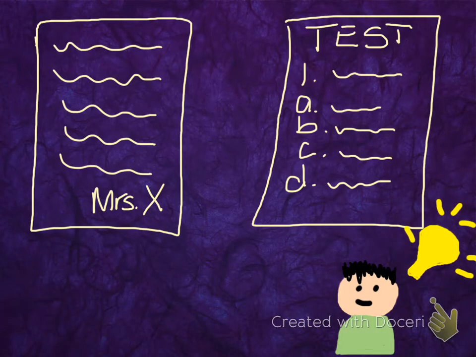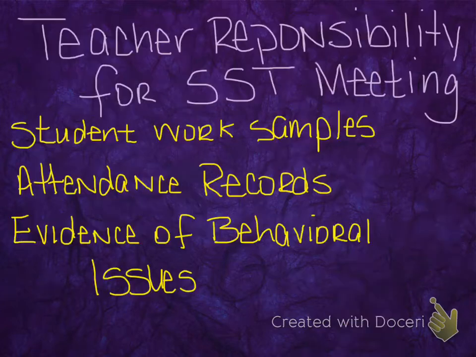The process of identifying these students begins with teacher documentation, like the example we provided by Mrs. X. Students who excel in the classroom are tested for a special program called GATE, which stands for Gifted and Talented Education. Teachers' responsibilities for Student Success Team meetings, also known as SST, include student work samples regarding reading, writing, mathematics, language arts, and mathematics assessment, also including attendance records and evidence of behavioral issues.